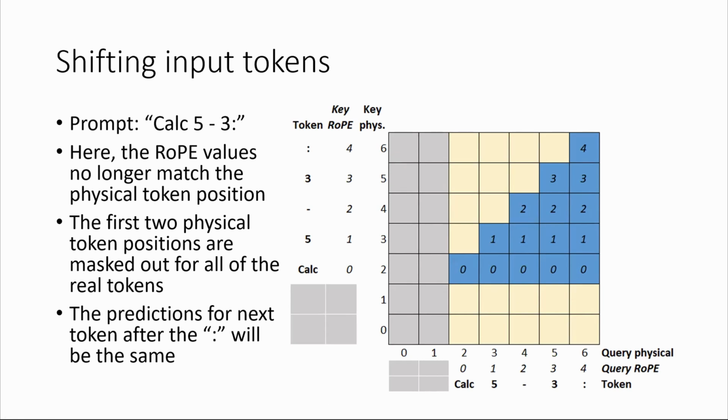Any questions or concerns that this is not going to give us the exact same calculation for the next token prediction on colon? All right, so now I'm going to get even more complicated. Instead of shifting it by 2, I'm going to permute the tokens calc, 5, minus, 3, and colon.